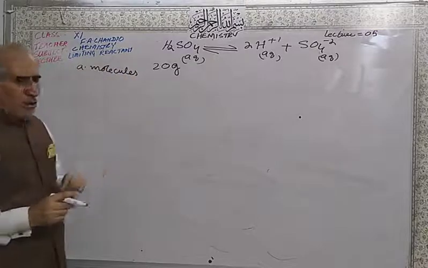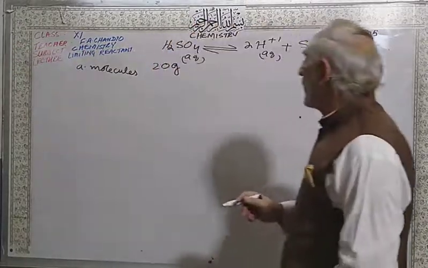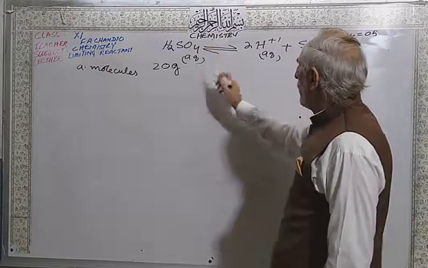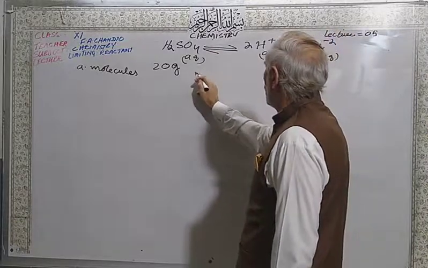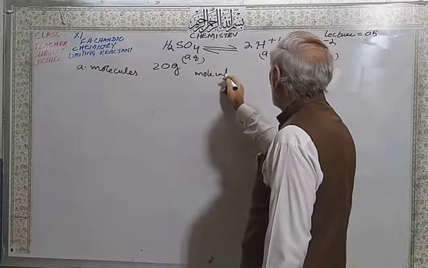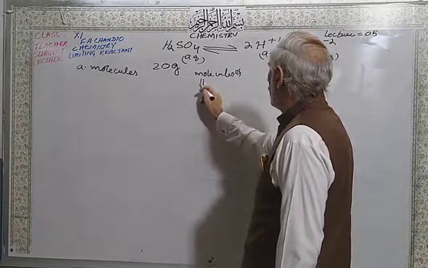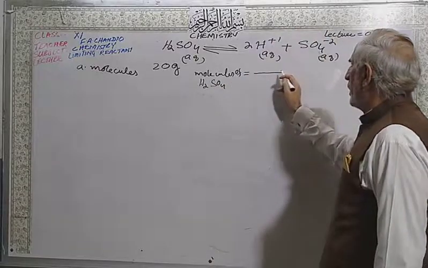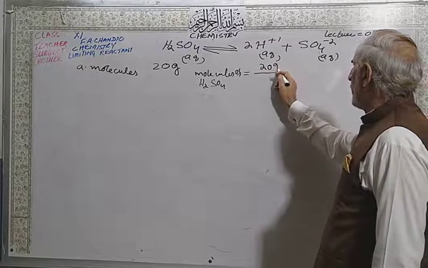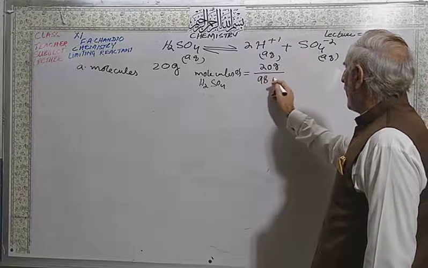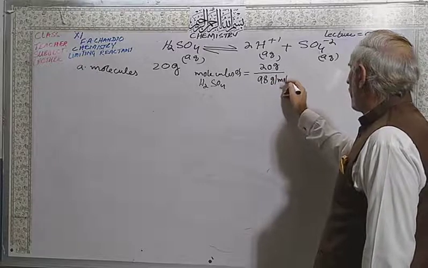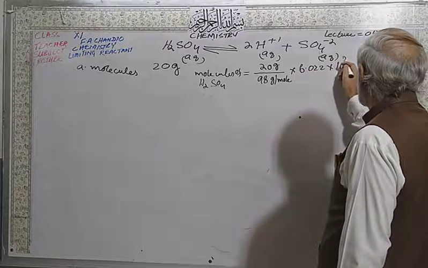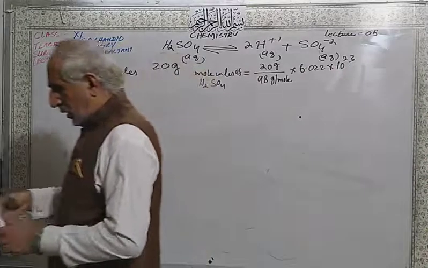So one by one I am going to calculate. First you have to calculate the number of molecules, using the same formula as in the previous example. The number of molecules of sulfuric acid, meaning the number of particles, is equal to mass in grams, 20, divided by molar mass, 98 grams per mole, multiplied by Avogadro's number. So this is the formula.